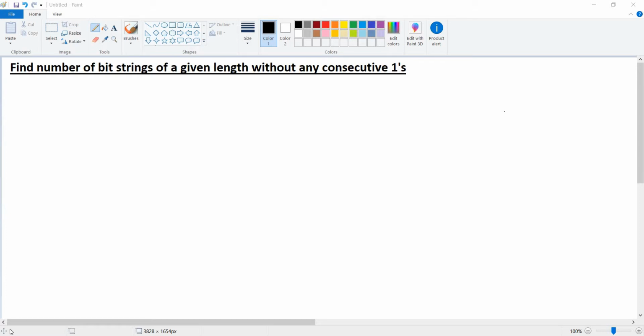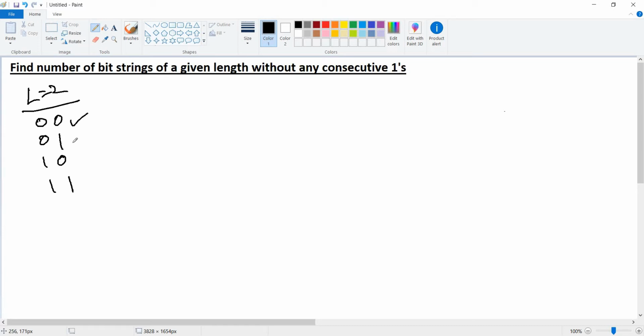So welcome guys, in this video we will discuss a dynamic programming problem where we are asked to find the number of bit strings of a given length without any consecutive ones. Just for example, if we are given length equals to 2, we can have bit strings as 00, 01, 10, 11. These are the four possible bit strings.